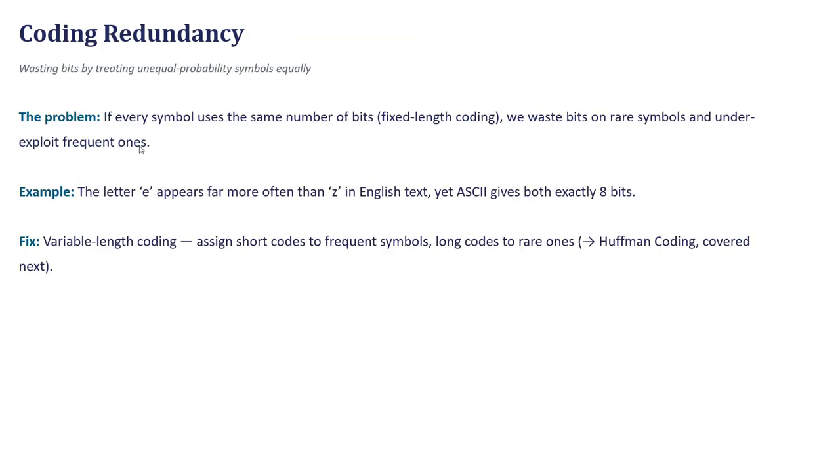So coding redundancy indicates that if every symbol uses the same number of bits, we waste bits on rare symbols. Consider the letter E appears far more often than Z. So there is no point giving an 8-bit symbol to each. What if I can give, let's say, a 2-bit symbol to E and an 8-bit symbol to Z?